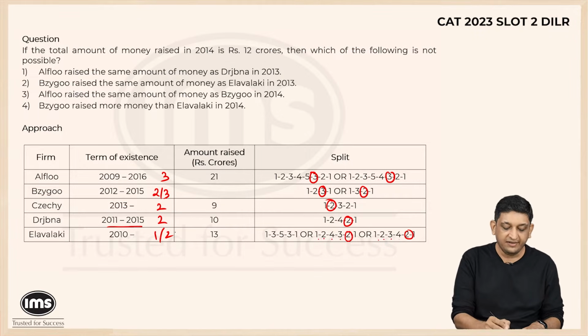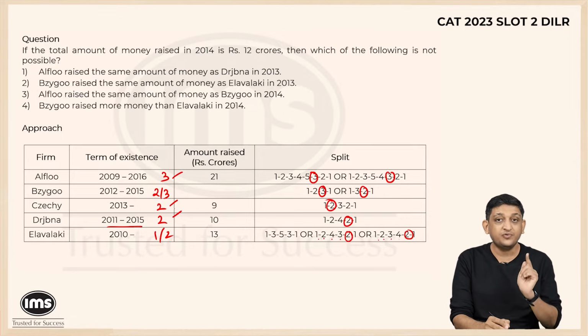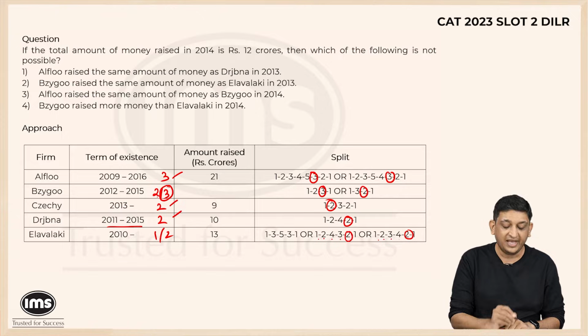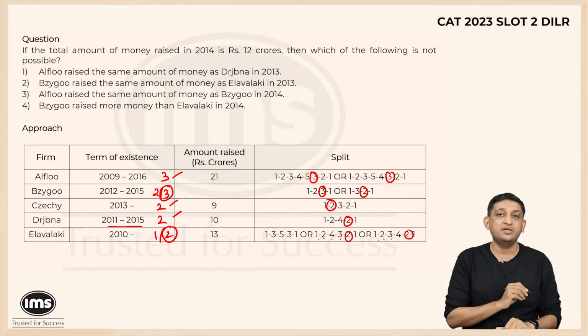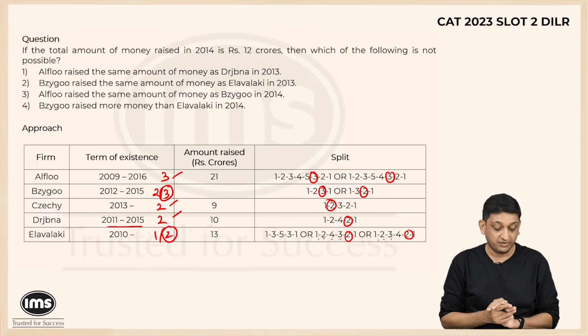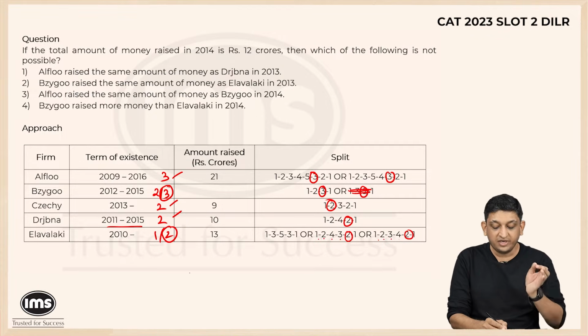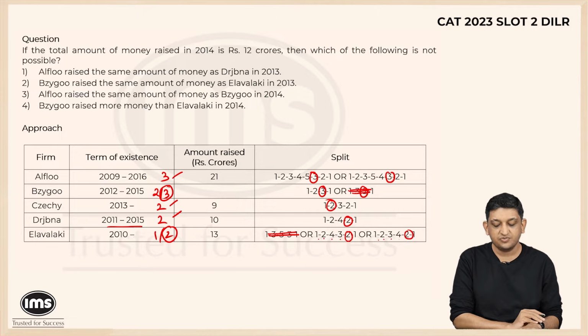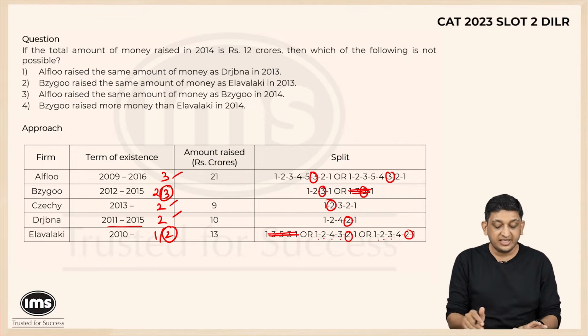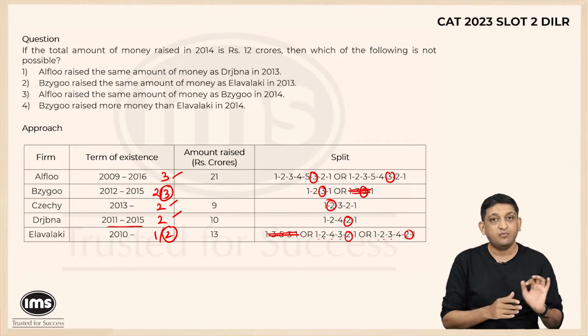Now what happens if you add everything? So 3 plus 2 plus 2, we already have 7 here. We have to raise 12 crores, which will mean that this firm has to contribute 3 crores, this firm has to contribute 2 crores, otherwise 12 crores is not going to happen. What does that tell us? In the year 2014, B would have contributed 3 crores, which will basically mean that the penultimate number is 3, so this will not work at all. And in this case, we know that it would have contributed 2 crores, which would mean that this would not work at all. So the remaining cases are all live, and now we can figure out what each statement is trying to tell us.